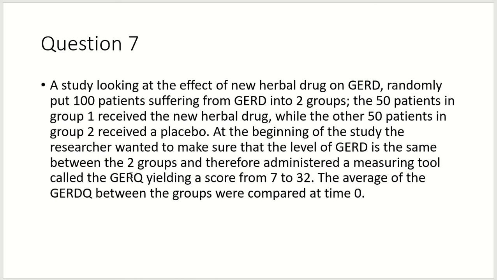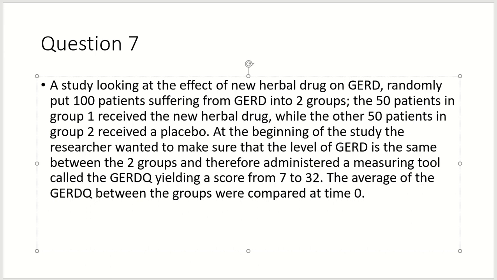Sorry, I forgot a D here. So it's the GERD-Q, yielding a score from 7 to 32. The higher the score, yani, the more severe the GERD symptomology is. The average of the GERD-Q between the 2 groups were compared at time 0. Okay, because that's where they want to make sure that they are similar.